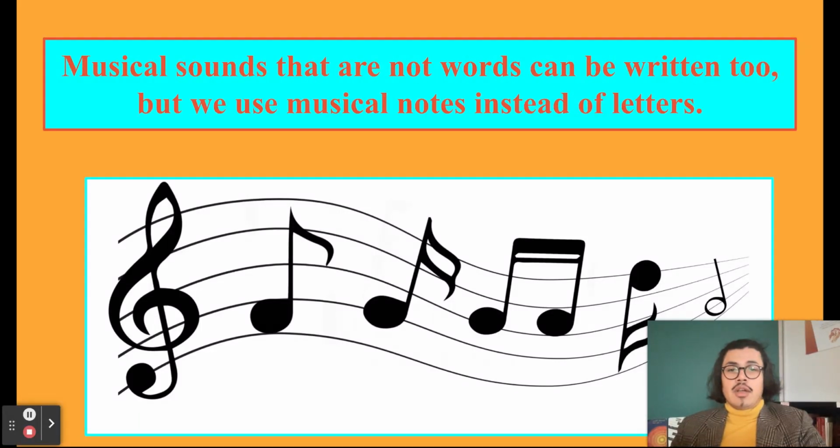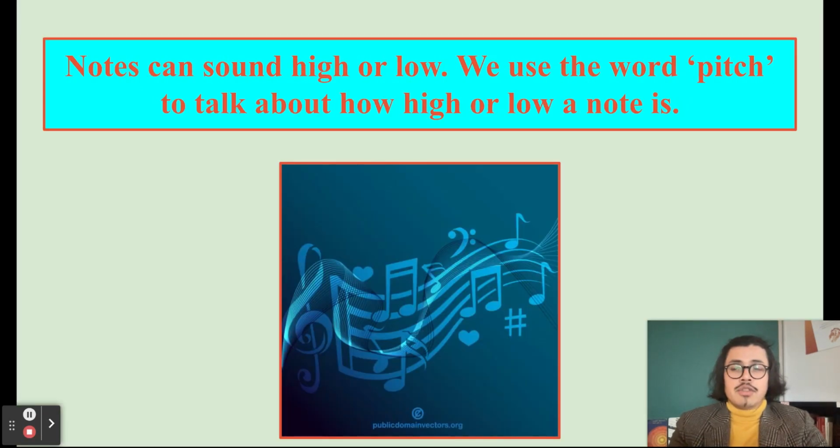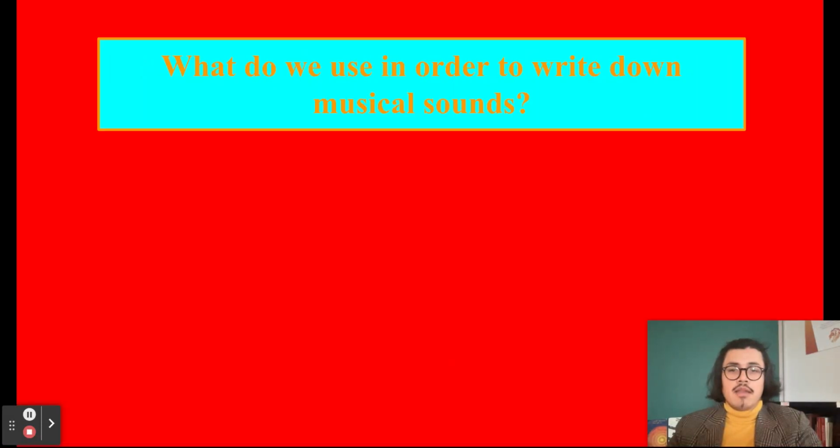Musical sounds that are not words can be written too. We covered that in the last video, and we use musical notes instead of letters. And just like our alphabet letters, each one of the musical notes represents a sound. We talked about pitch. Pitch is how high or low a note is. So go to the first video if you want to know more about that.